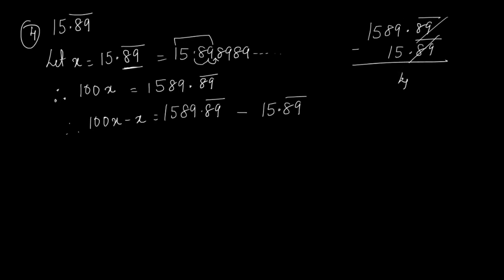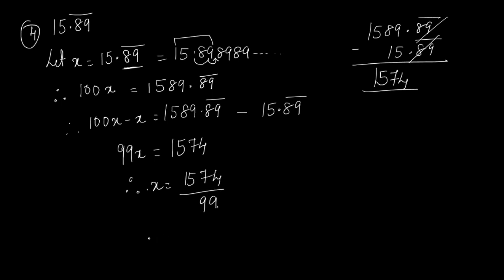Here 9 minus 5 gives you 4. 8 minus 1 gives you 7. This gives you 1, 5. So what's your answer here? 99x is equal to 1574. So therefore x is equal to 1574 by 99. So therefore you can write down 15.89 bar is equal to 1574 divided by 99. So I hope this is understood. This was a simple sum, and then let's move ahead.